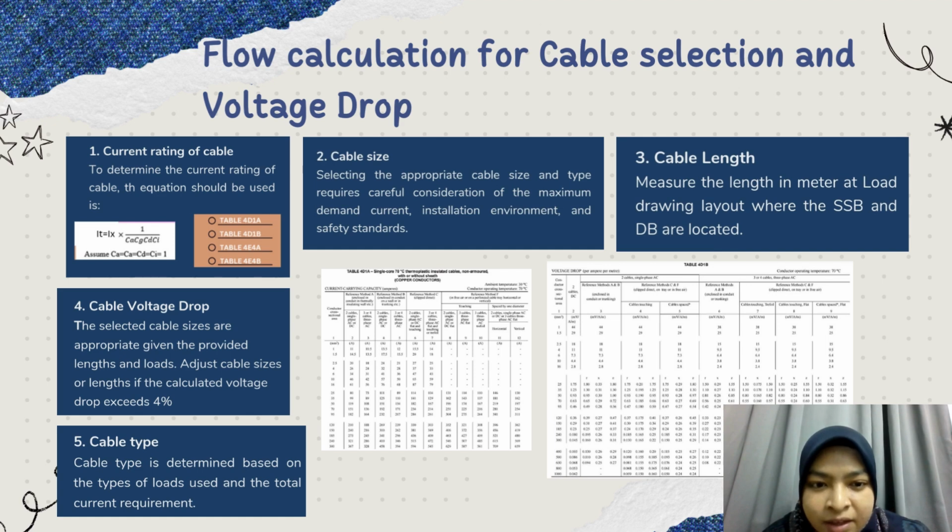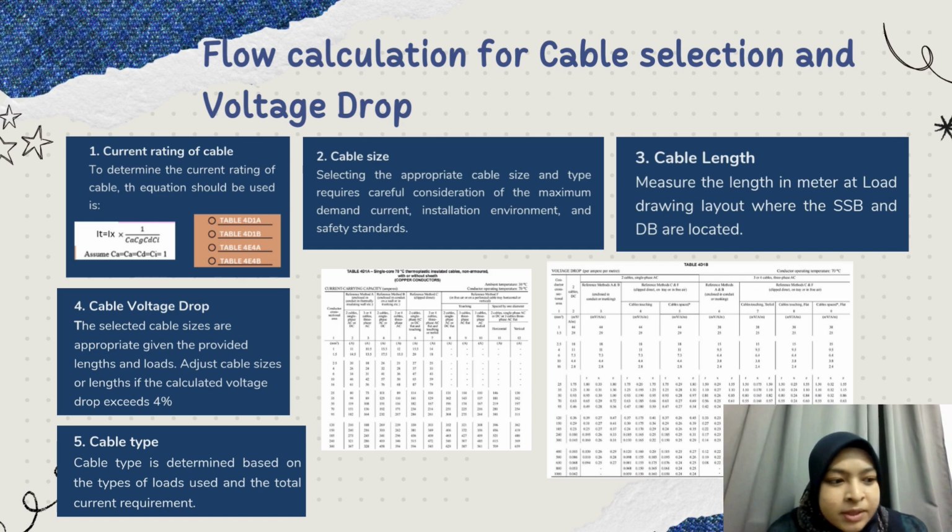Next, the cable length. Measure the length in meters at the load drawing layout where the SSB and DB are located. Fourth, cable voltage drop. The selected cable sizes are appropriate given the provided lengths and loads. Adjust cable size or length if the calculated voltage drop exceeds 4%. Then lastly, cable type. Cable type is determined based on the types of loads used and the total current requirement.